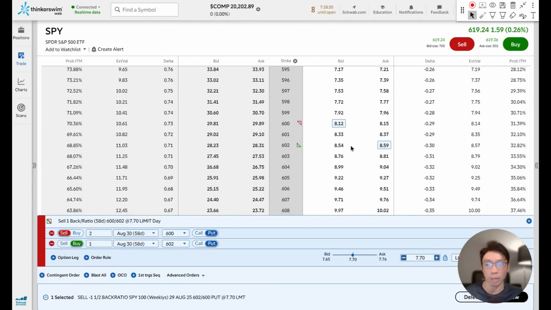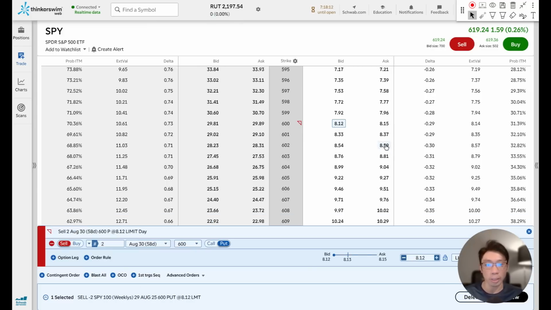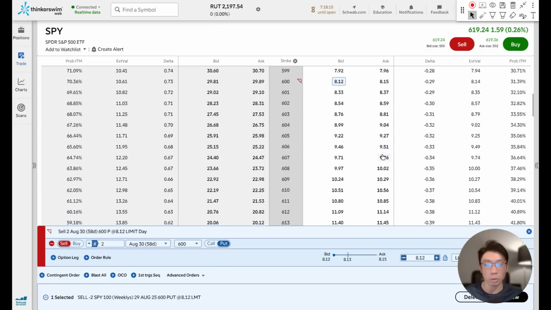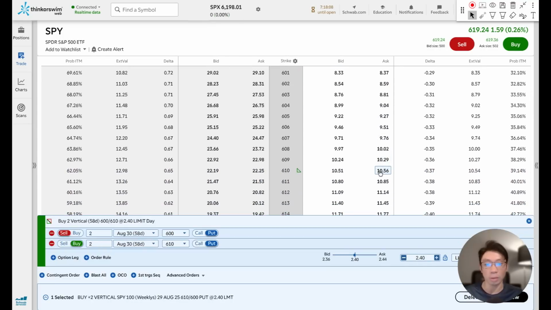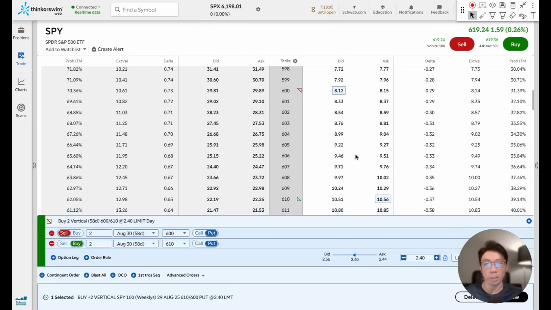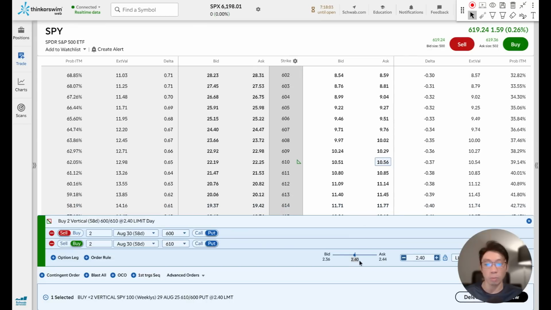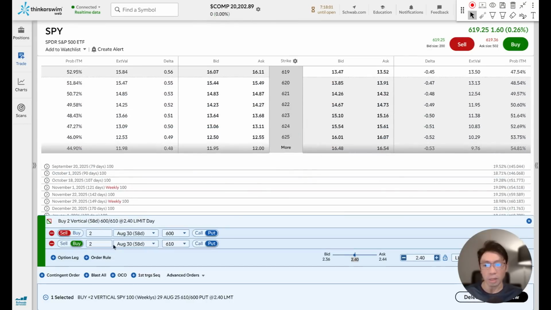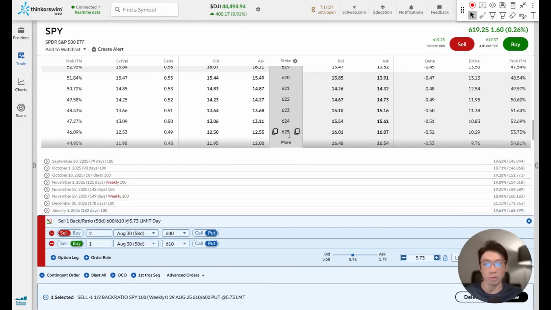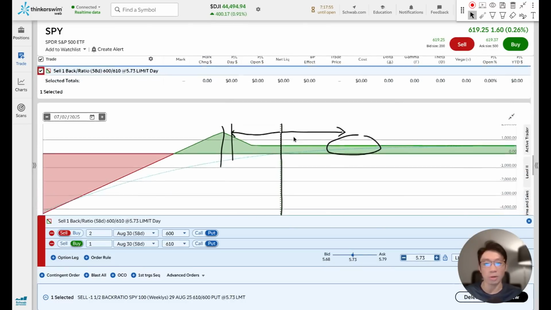So how do I do that? The way to do this is to increase the width of this debit spread. So if I was to adjust this put strike down here to move it to, let's say, 610. Let me see if we can go to 610. Okay, if I move it to 610, you can see that it's 2.4. So again, change this back to 1. And then now you can see it's 5.73. So let me just go back down to the graph to take a look.